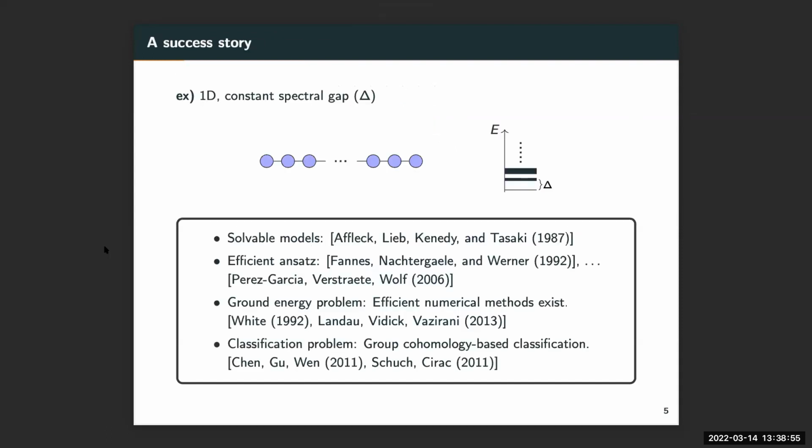So there's a well-known success story. It's 1D systems. I think it's fair to say that this problem is completely solved at this point, in a sense that you have nice solvable models, you have an efficient numerical method, and now you have actually a complete classification of your gapped ground states, whether you have symmetry or not.